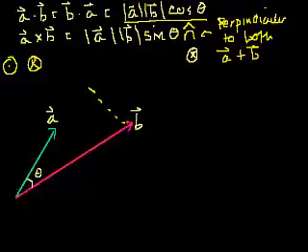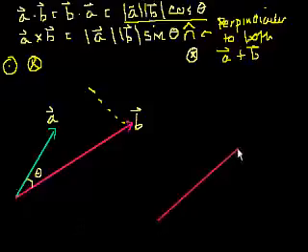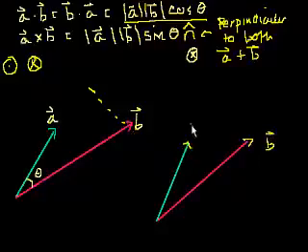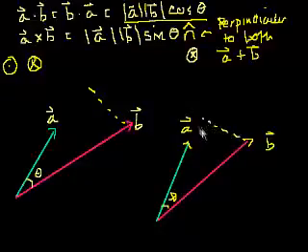Let me draw it separately. I don't want to mess up this picture too much. So if that's B, and that's A, and this is theta. B cosine theta is, if you drop a line perpendicular to A, this is a right angle. B cosine theta, adjacent over hypotenuse, is equal to cosine theta.